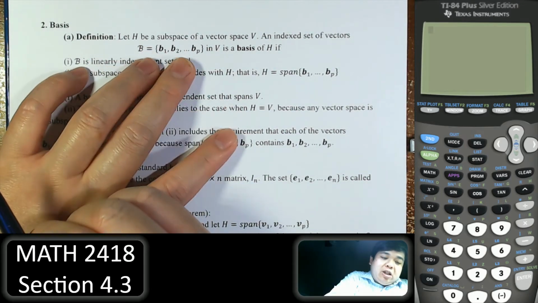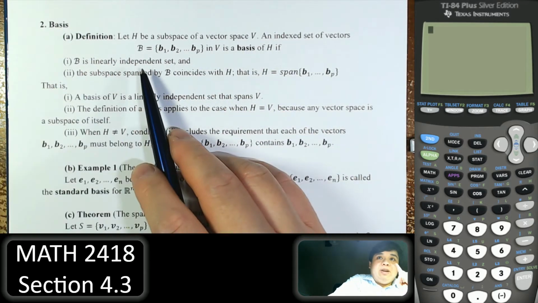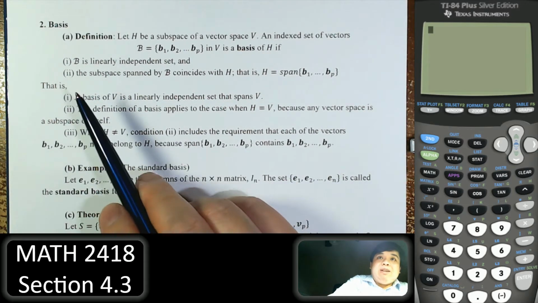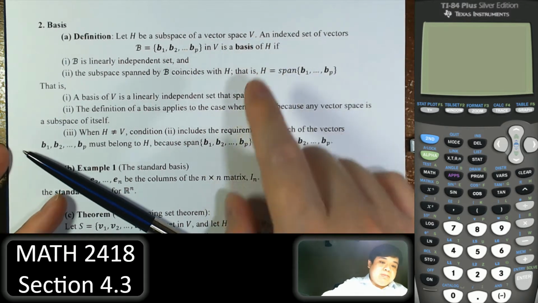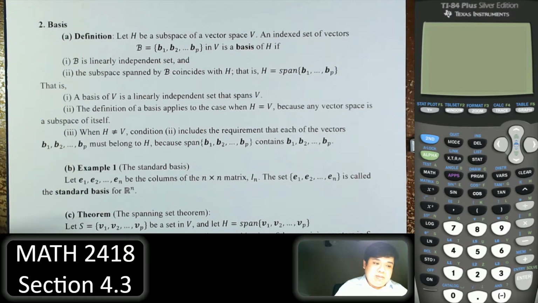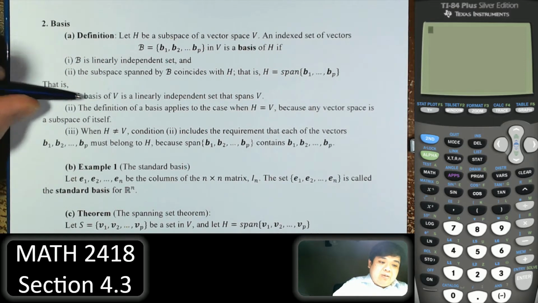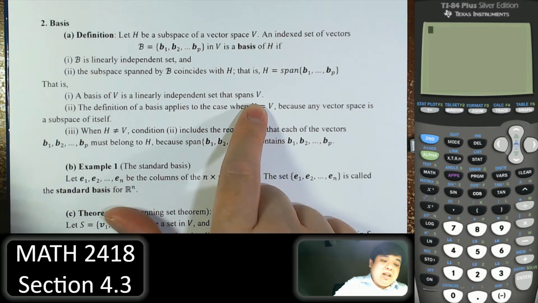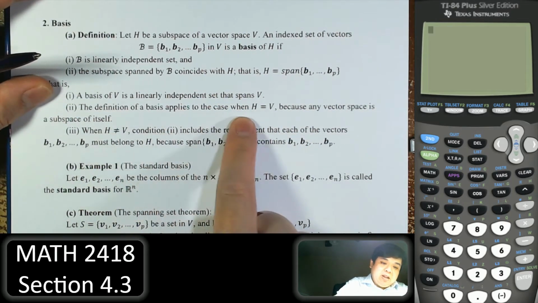Basis. Let H be a subspace of a vector space V. An indexed set of vectors b1 to bp in V is a basis if, first, it is linearly independent, and second, it spans the whole set H, meaning that we have a few vectors that are linearly independent, and if those vectors span the whole space H, then those will be the basis. With that definition, a basis of V is a linearly independent set that spans V. So we have to have both span and linear independence. The definition of basis implies that H equals V.